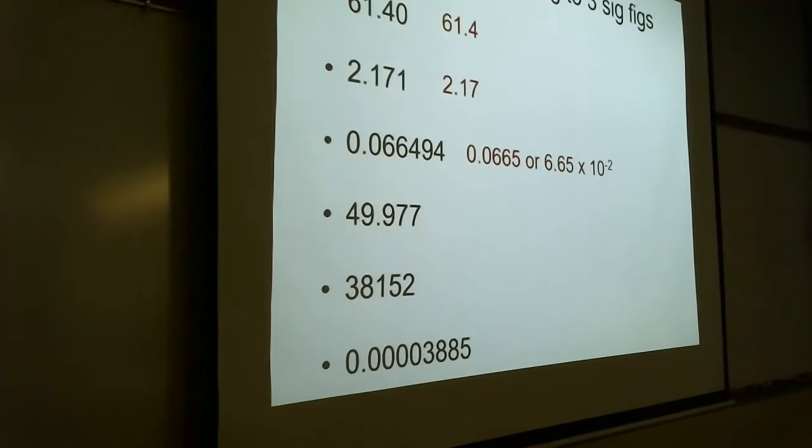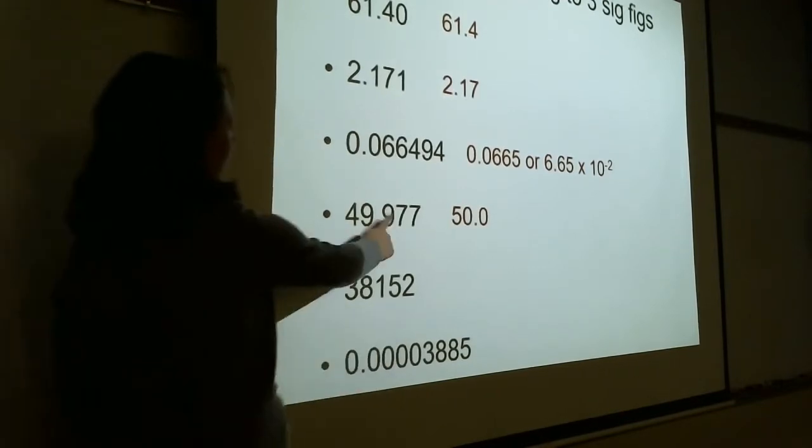0.0665, right? You could write that in scientific notation as 6.65 times 10 to the negative 2. What about option 1, 2, 3, 4? Three sig figs. This one's going to be kind of tricky, isn't it? 50.0, right, 50.0, good. Because that 9 rounds us up to a 50.